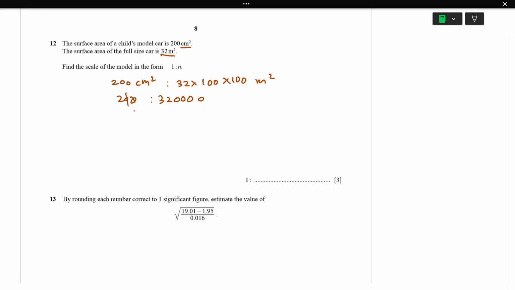So the 200 gets cancelled. The rest, then we divide, is a 1 to 1600 ratio. This is the surface area factor. Actually this is the area factor. Then we go for the scale factor. To go from area factor to scale factor, we need to take the square root on both sides of 1600, because scale factor to area factor is squared. So taking the square root, we get the ratio 1 to 40. The final answer is going to be 40 here.